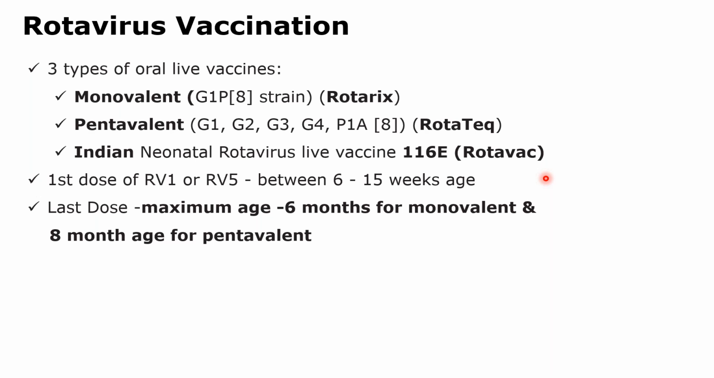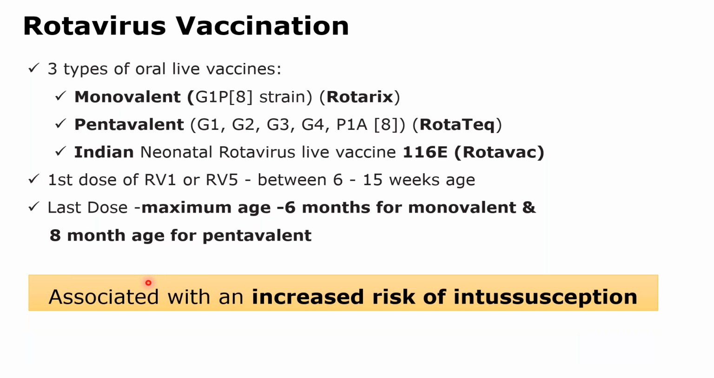Okay. The first dose of rotavirus vaccine should ideally be given between 6 to 15 weeks of age. Previously it was said that for the last dose, the maximum age is 6 months for the monovalent and 8 months for the pentavalent vaccine. But as per the national immunization schedule, rotavirus catch-up immunization can be given till 1 year of age. Okay. And we mentioned that this is a vaccine that is associated with an increased risk of intussusception.